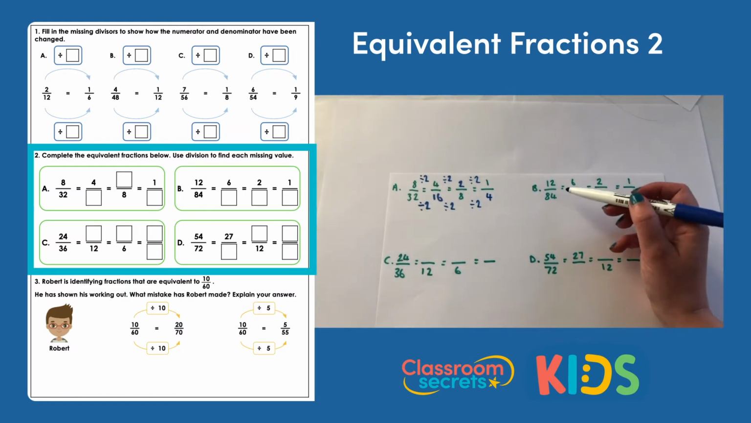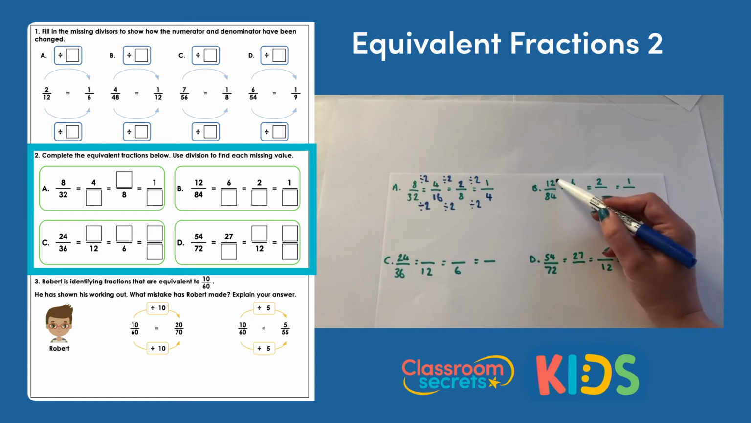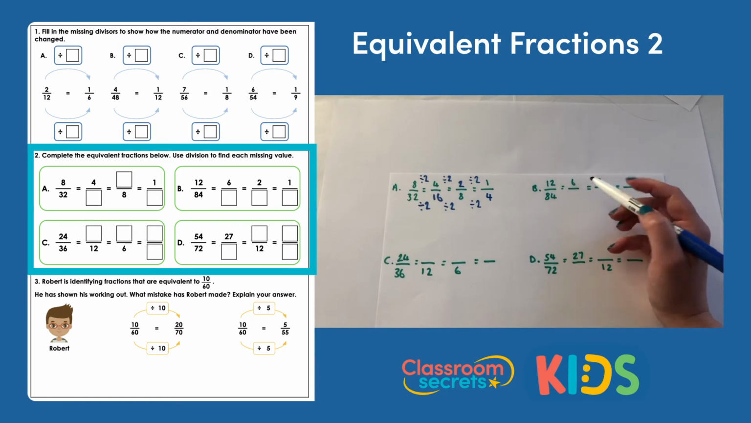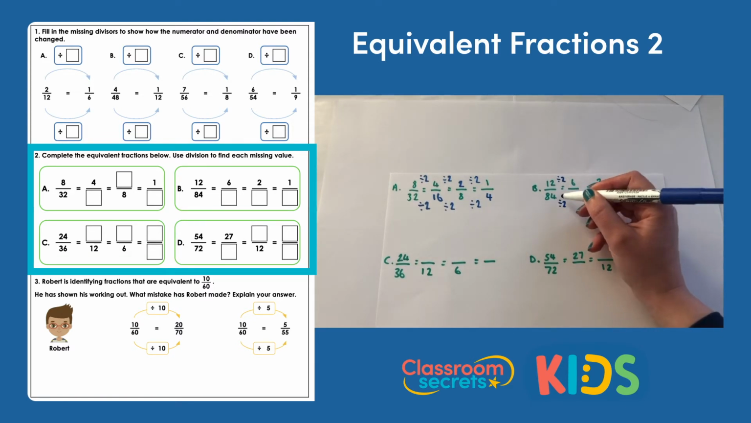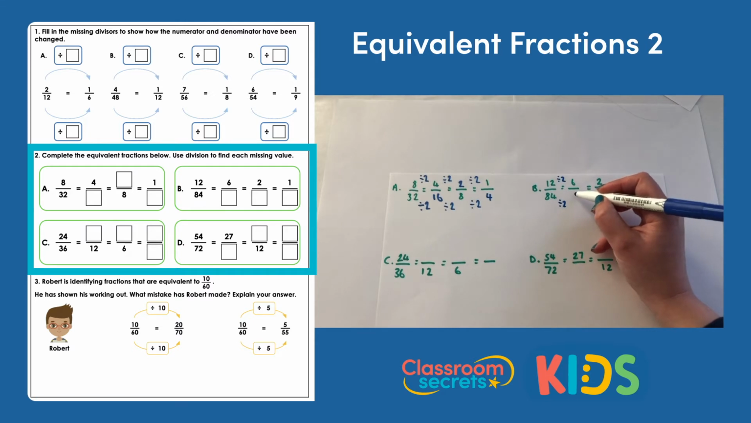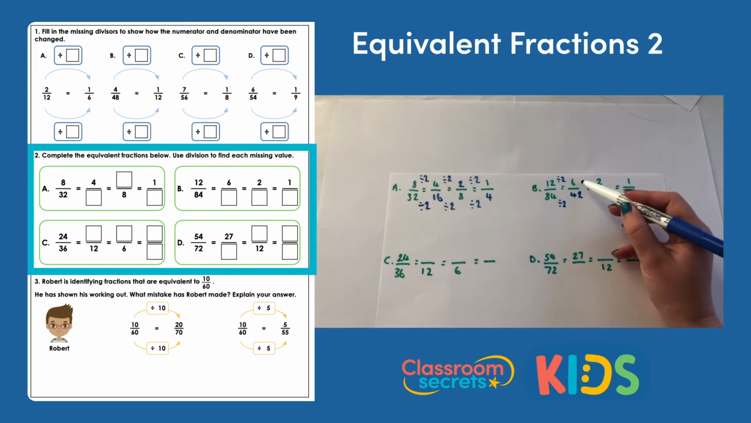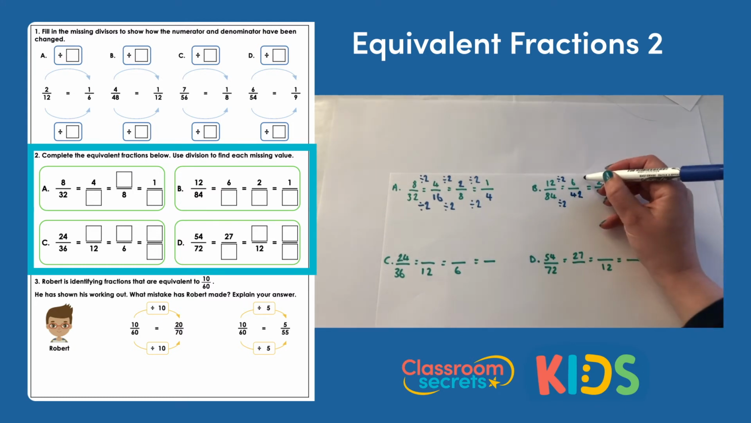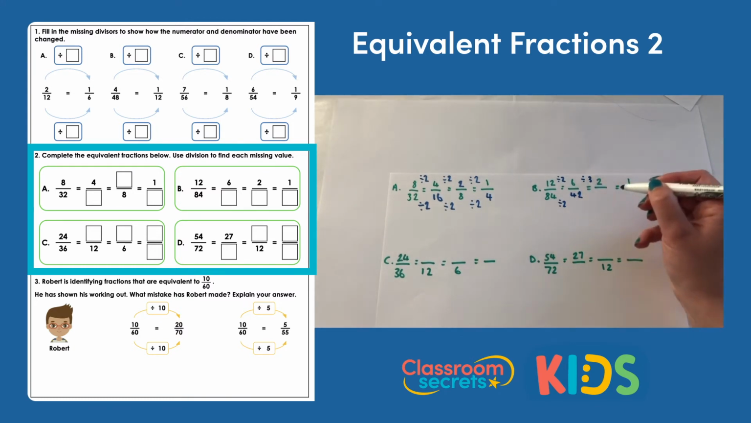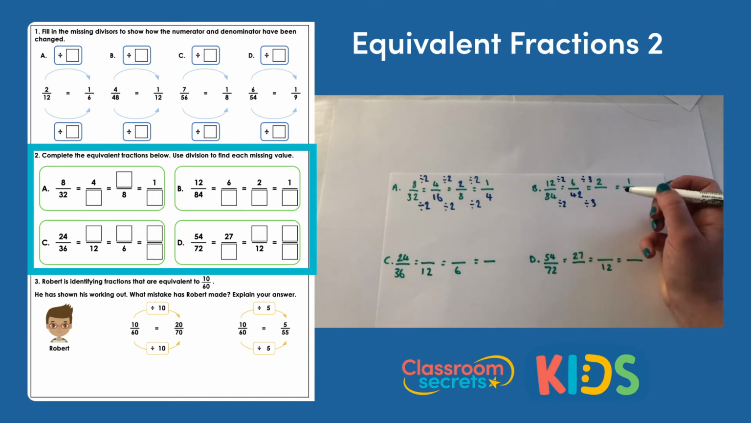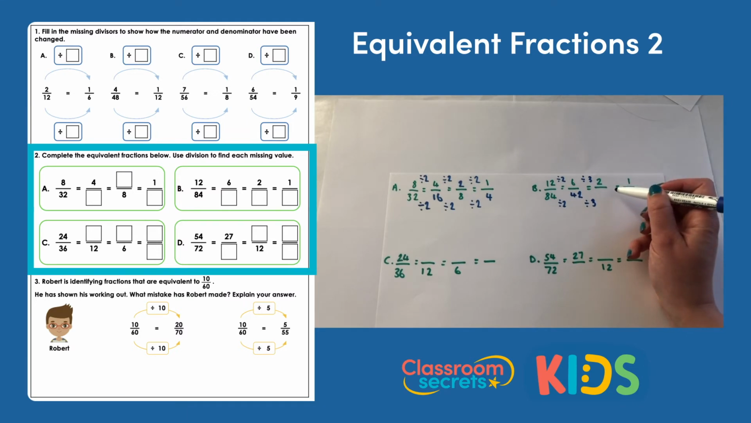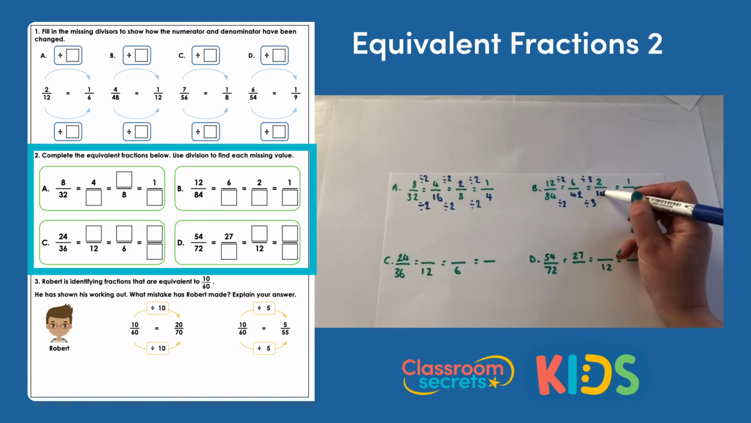B, we have 12/84 here. So we need to work out how to get from our 12 to our 6. We need to divide by 2. So we could do the same to our 84 for our denominator, and there we would get 42. This time we're going from 6 to 2, so we're actually dividing by 3 this time. So we need to do the same with our 42. And 42 divided by 3 is 14.